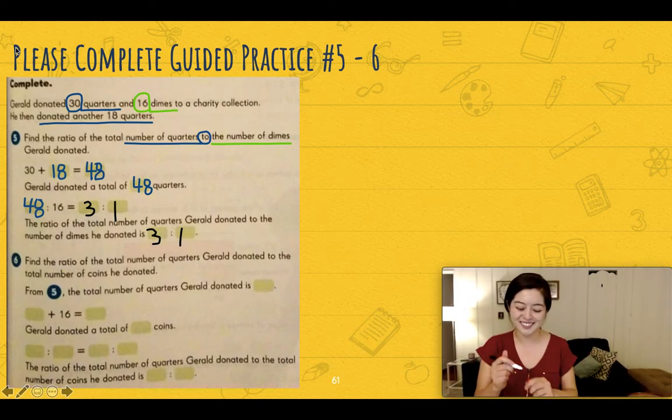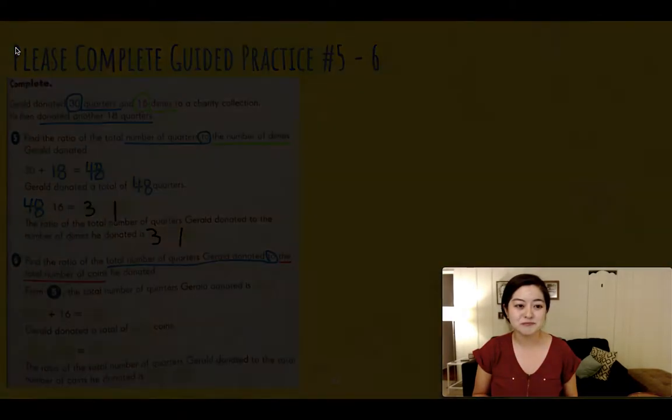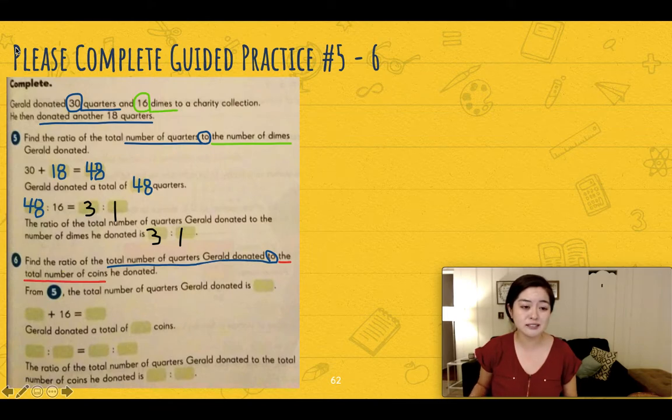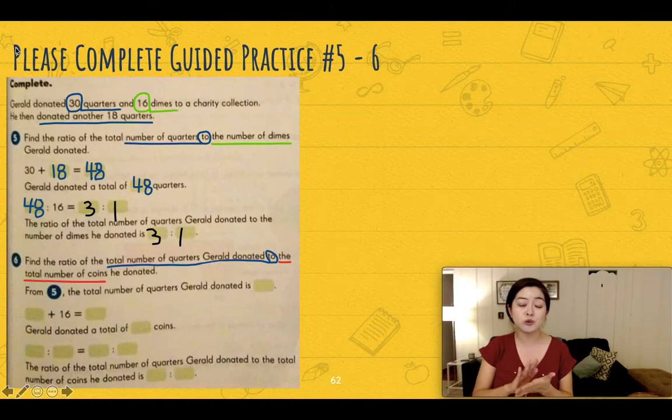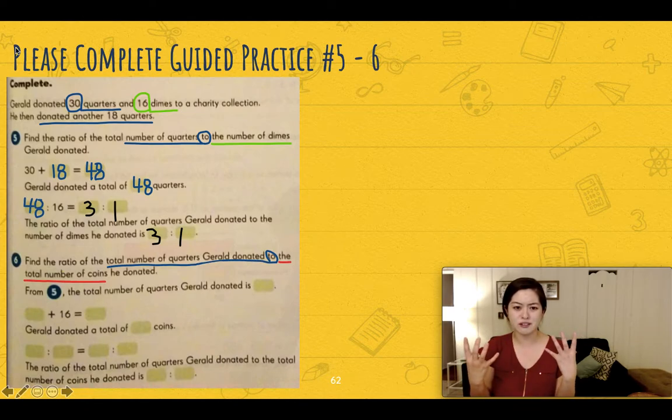How'd you do? Are you guys understanding it okay? I hope so. All right, so let's look here at number 6. It says find the ratio of the total number of quarters Gerald donated to the total number of coins he donated. So now from number 5, we know the total number of quarters he donated, right? Which is 48. And then it says to the total number of coins he donated. That's the information we don't know yet, right? So now we have to figure out that second term.